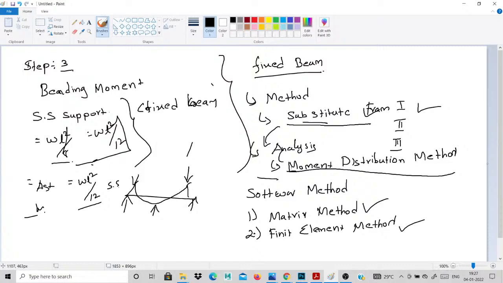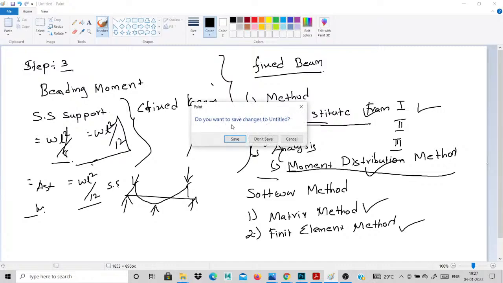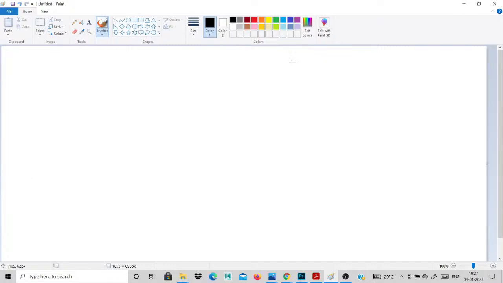I will go for the substitute frame method, and for analysis, I go for the moment distribution method. I will tell about how to analyze the frame using the moment distribution method. Okay. The next one, moment distribution method. Another one, I will tell about the span distance of the beams also, the spanning distance of the beams.